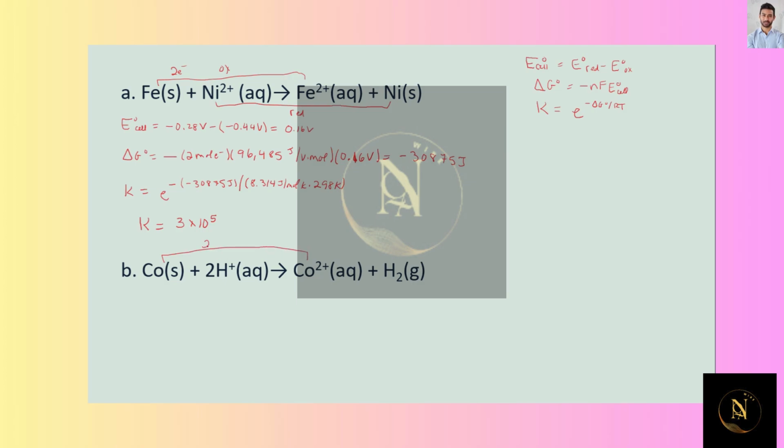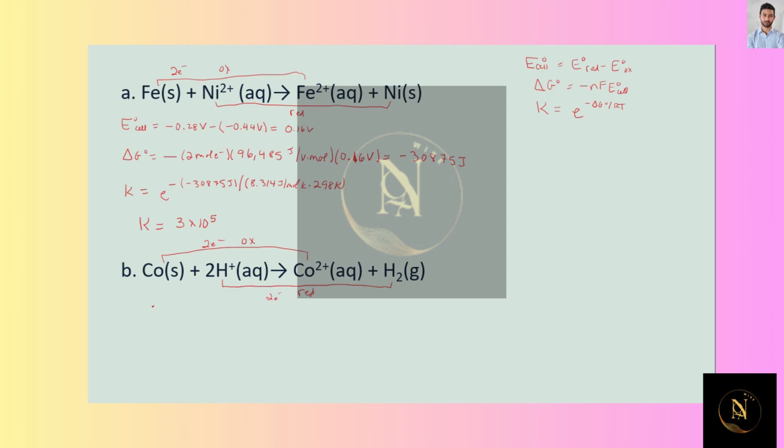For our next one, we've got cobalt going from cobalt to cobalt 2+. So again, that is a 2 electron system, and the cobalt is being oxidized. Hydrogen is going from oxidation number +1 to 0, so it is gaining electrons, and therefore it is being reduced. There are two hydrogens, each gaining 1 electron, so that is another 2 electron system.